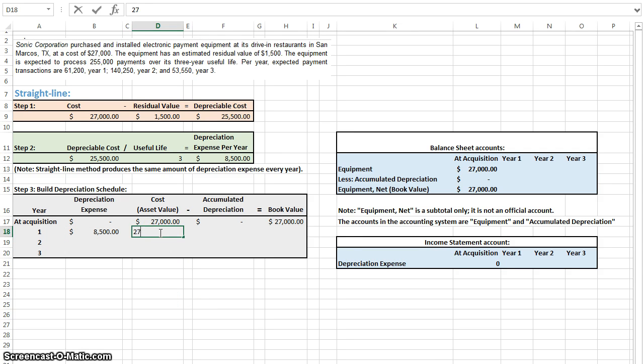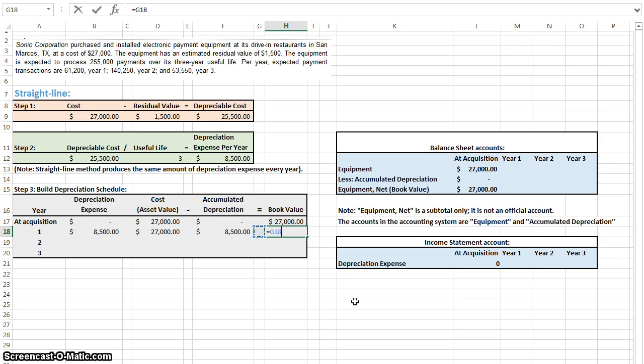My cost, how much did the asset cost me? It still cost me $27,000. Unless I had any improvements, which I did not according to this problem, my asset still cost $27,000. Accumulated depreciation. So what am I going to do for that? I'm going to take last year's accumulated depreciation, which is 0, add this year's depreciation expense, and I will get accumulated depreciation. That's all I have to do every time in this column.